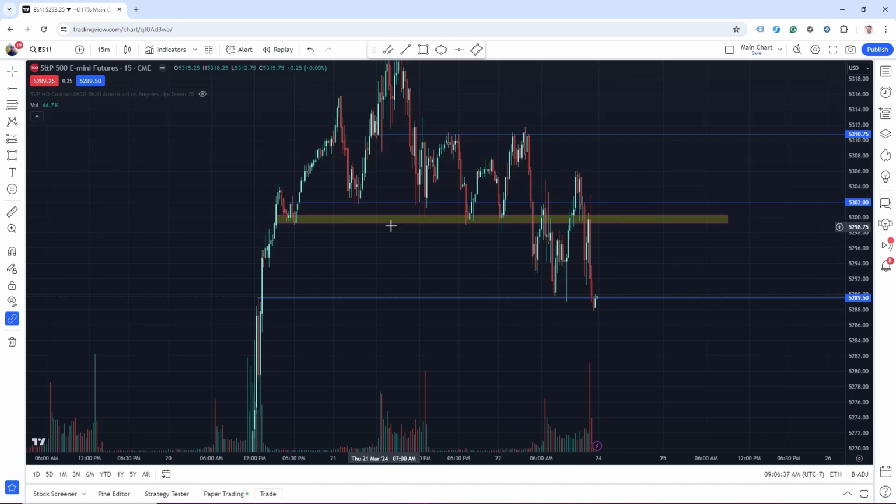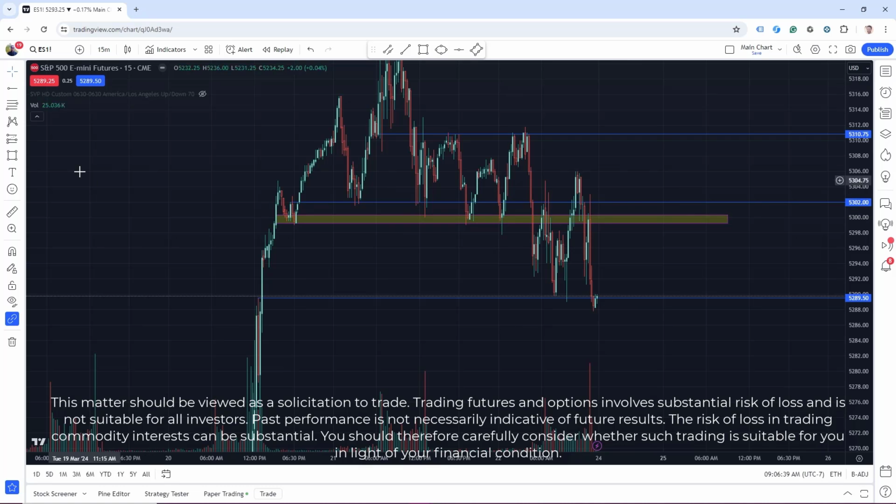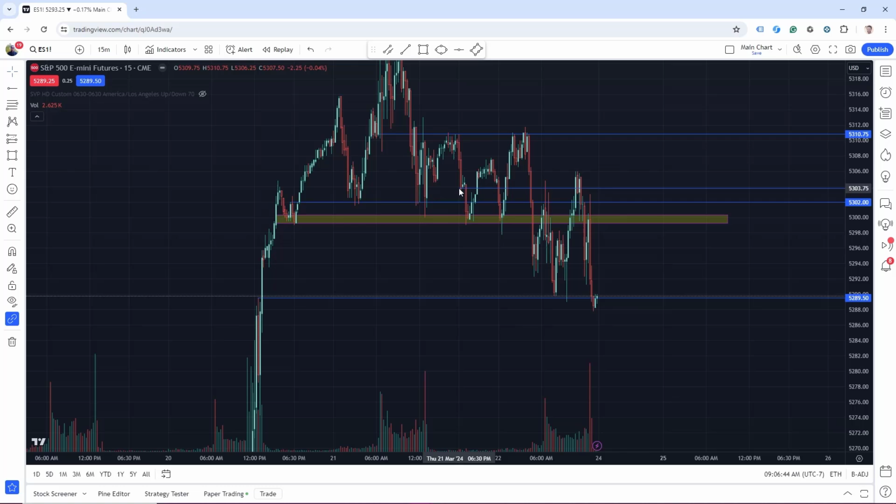Okay, so now we have some basic levels here. Probably one more right around this area. Somewhere in here.